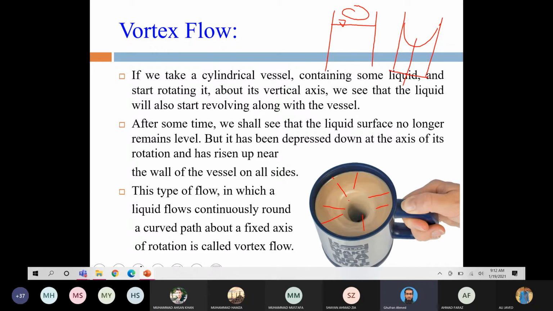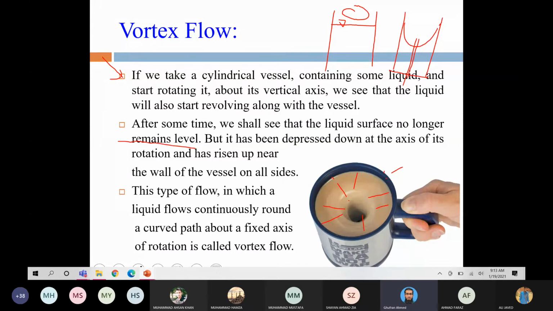So if you stir this fluid more vigorously, then there would be a depression created at its center, just like in this figure. So if we take a cylindrical vessel containing some liquid and start rotating it about its vertical axis, we see that the liquid will also start revolving along with the vessel. After some time, we shall see that the liquid surface no longer remains level, but it has been depressed down at the axis of its rotation and has risen up near the walls of the vessel on all sides.